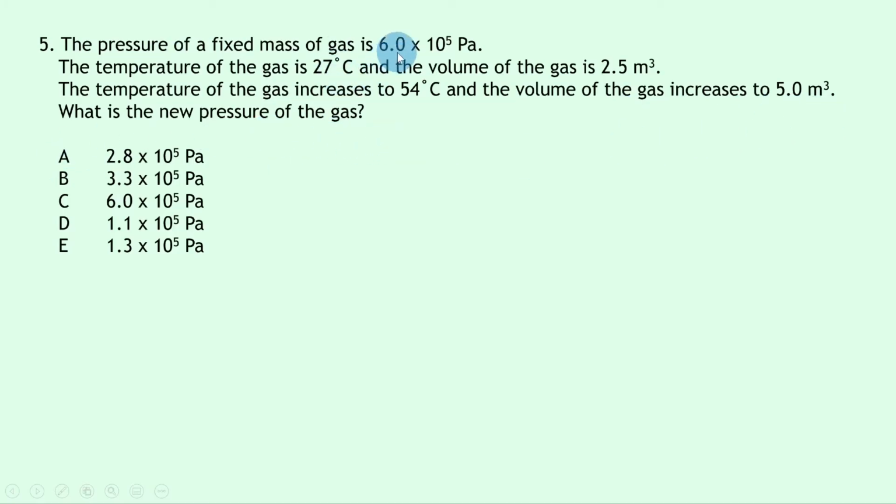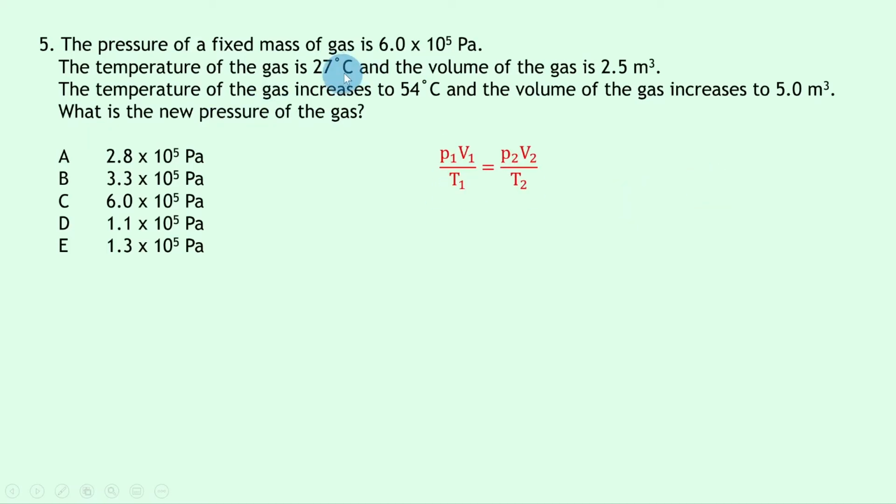Well, notice first of all that we have pressure, temperature and volume all changing here, which means that none of these variables are being kept constant, which means that we need to use the general gas equation. So to find the new pressure, we're going to say that that is P2. So we have P1V1 over T1 equals P2V2 over T2, which is our general gas equation.